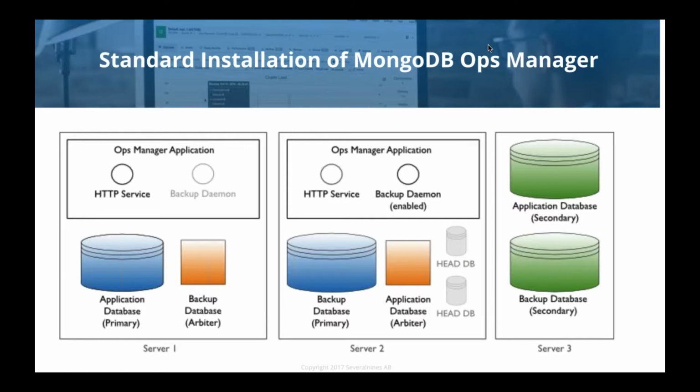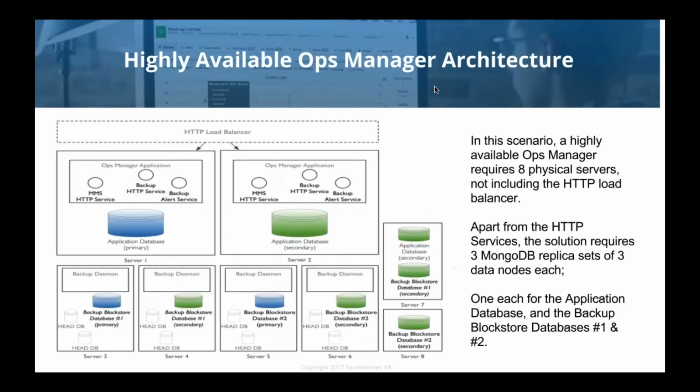Right, so let's move along. Standard installation of MongoDB Ops Manager. Just to get to what I was saying previously about the complexity of it, this is a standard setup. You have your 2 replica sets there, fairly reasonably straightforward. Your application database supports your Ops Manager application itself. So it stores metadata about the application, any of your settings, for example. And you have the backup database, which is the head DBs, they're the head databases.